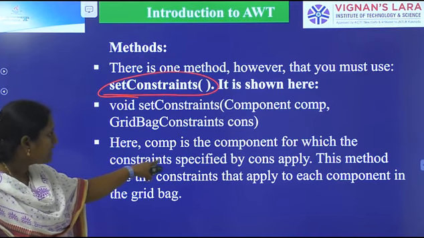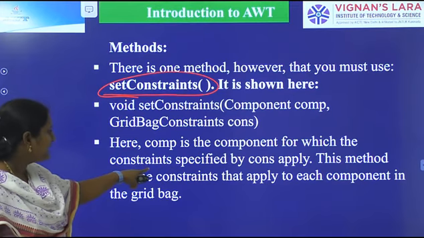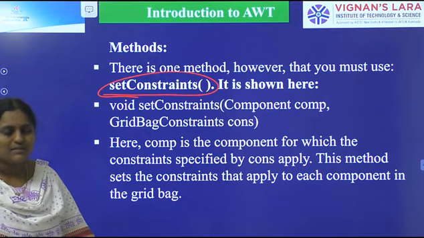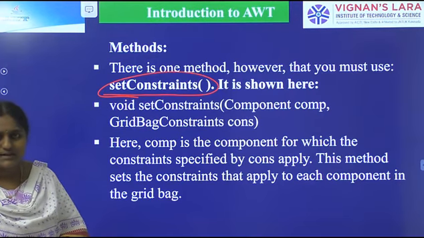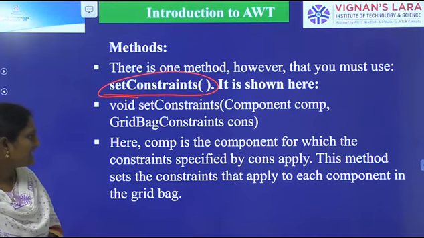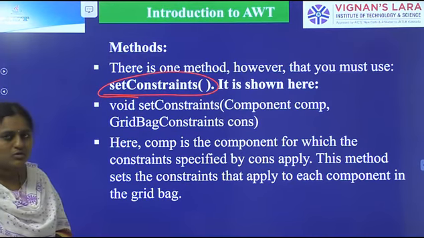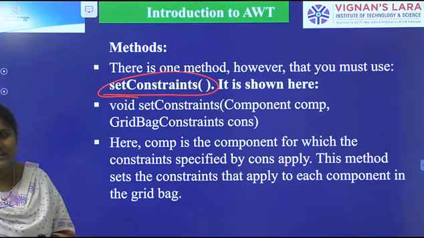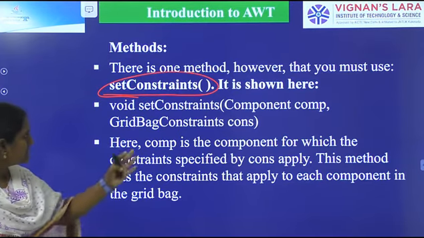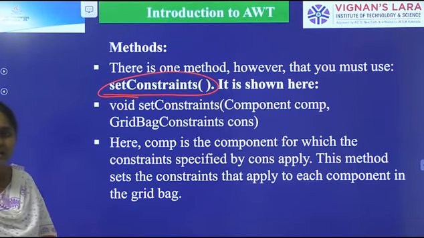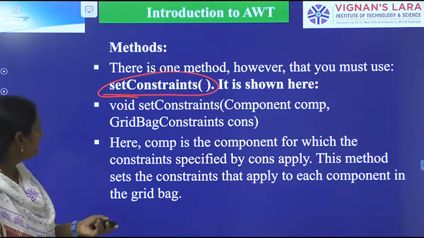Here, component is the component, while the constraints specified by constraints apply. Where do the constraints apply? Where you can place the components is determined by the component object. Next, constraints: where the constraints apply on the component. How do we set the constraints on a component, and how do we specify a particular component in a particular place? This method helps us set the constraints of a particular component and a particular cell.